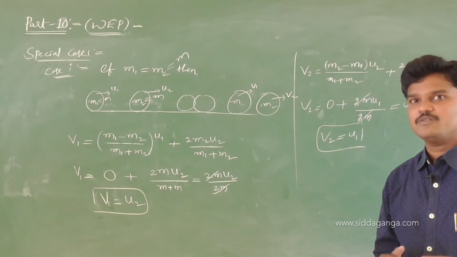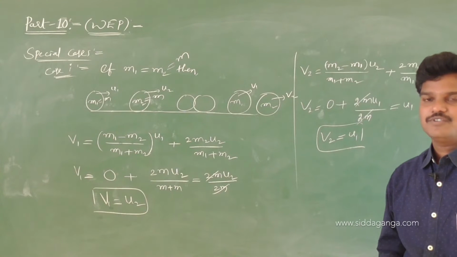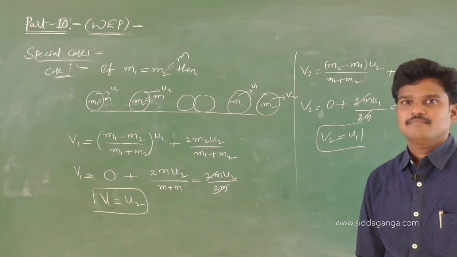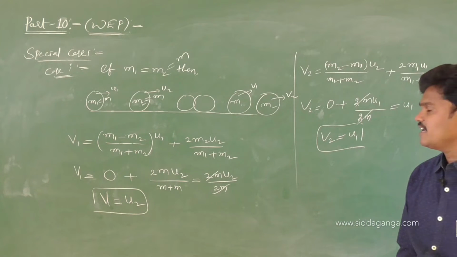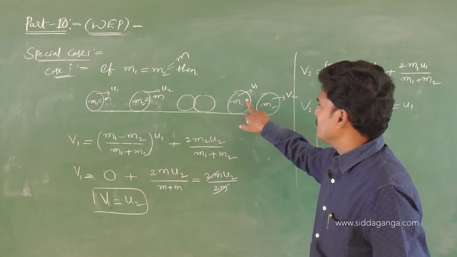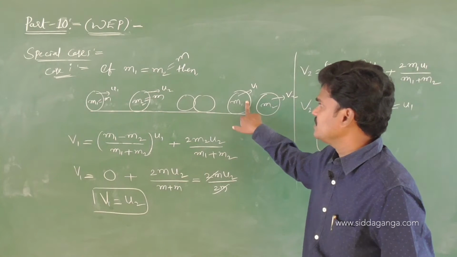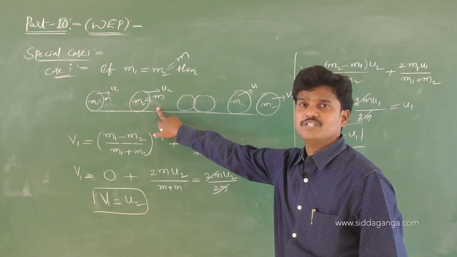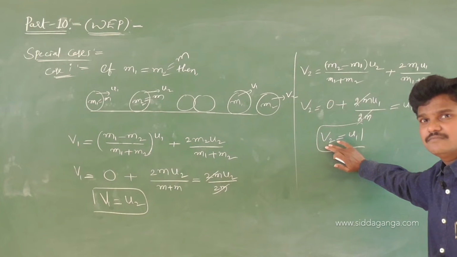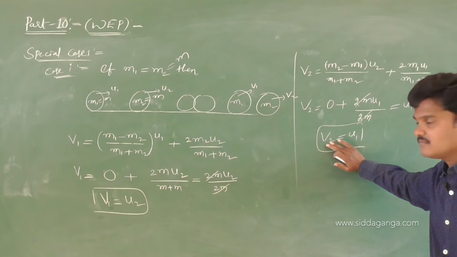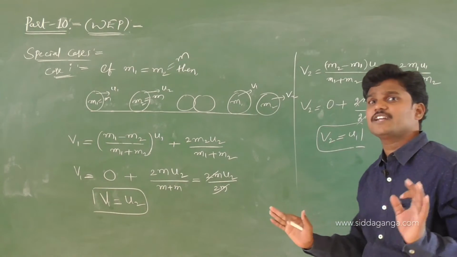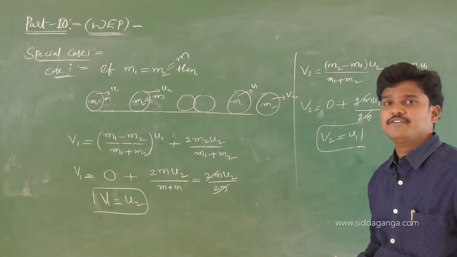If the bodies have equal masses in an elastic collision, then after the collision the velocities of the bodies are exchanged. That means the velocity of the first body after the collision is equal to the initial velocity of the second body before collision, and the velocity of the second body after the collision is equal to the initial velocity of the first body before collision. That means velocities of the bodies are exchanged when both have equal masses.